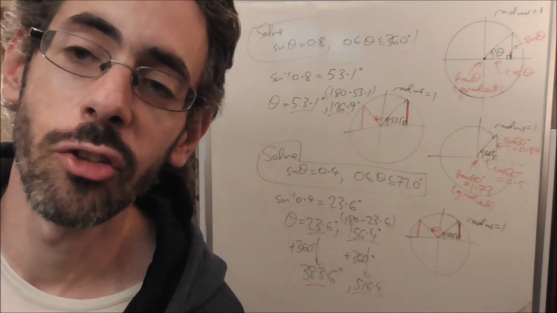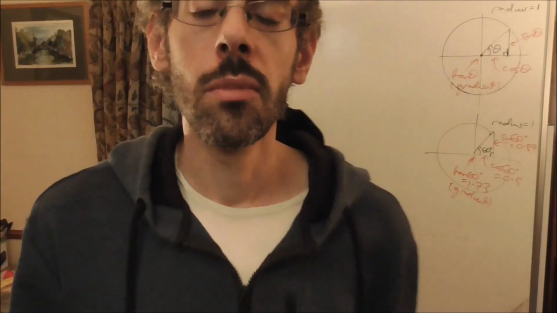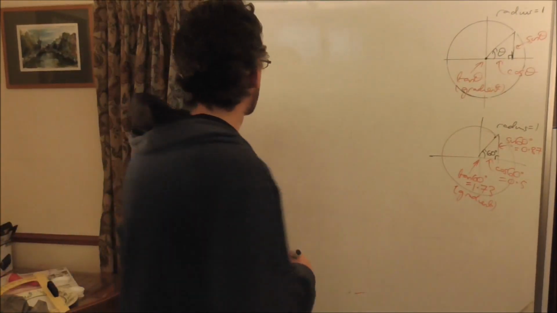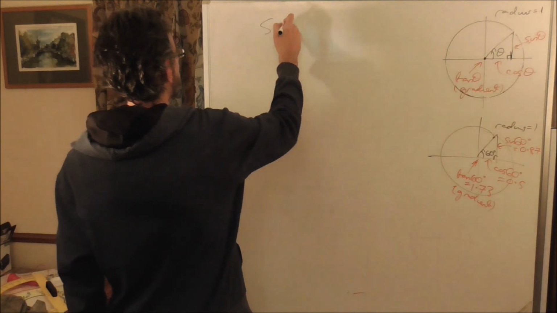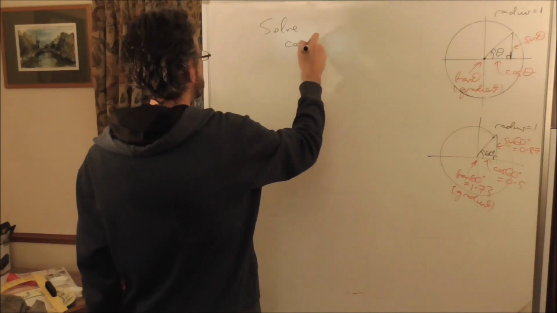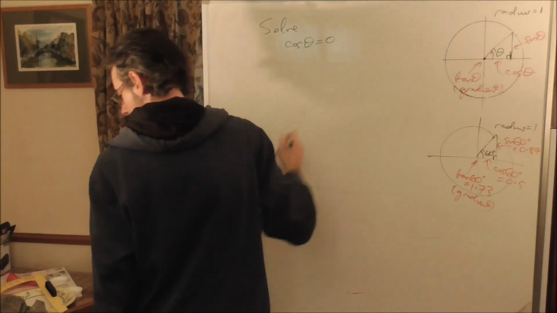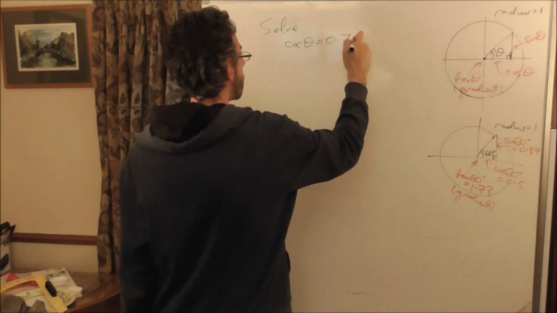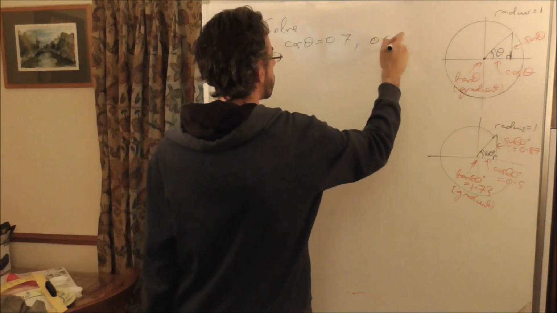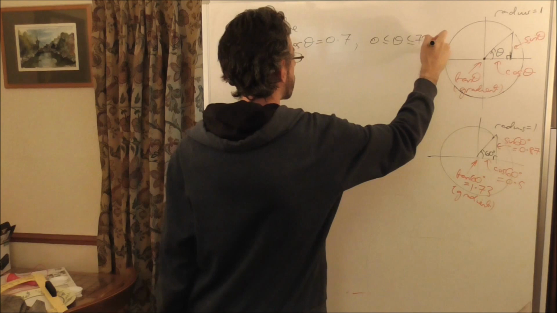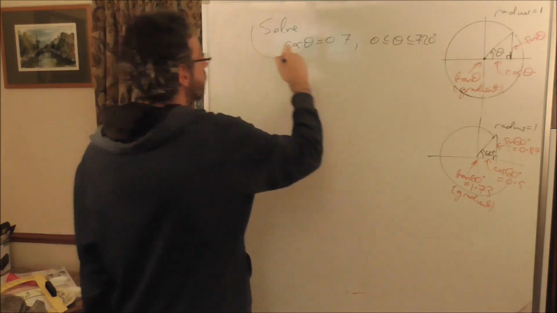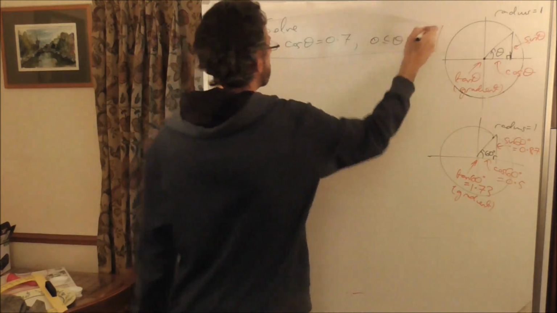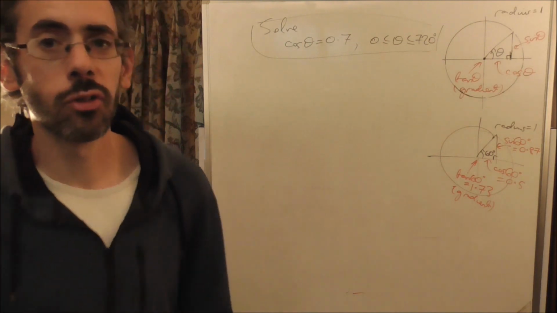Right, let's do an equation involving cos. My next one is going to be solve cos theta equals 0.7. And let's do the same range that we just did. Let's go from 0 all the way around to 720. So that's like 2 full turns on the unit circle. So let's solve that equation.